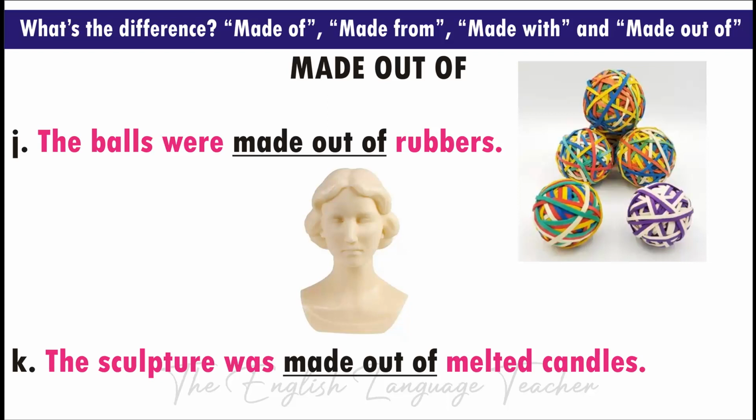Example K. The sculpture was made out of melted candles. In this case, the candle was a finished product, and we are making a sculpture out of the finished product of candle, so it is right for us to use made out of.